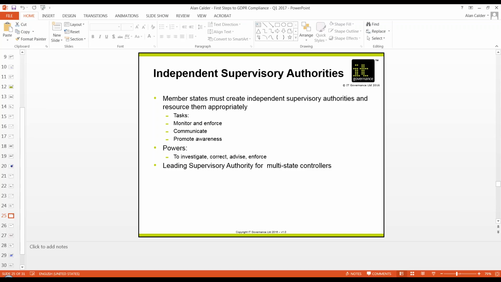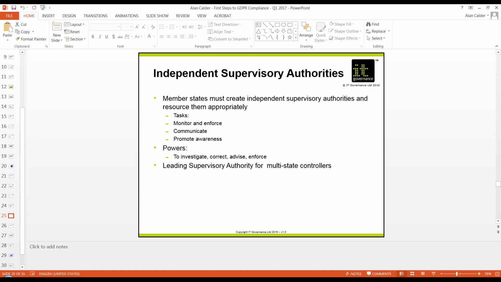Where organizations operate across a number of states, GDPR removes the need for you to deal with multiple supervisory authorities. You can select a lead regulator, a lead supervisory authority, and deal with them in respect of your processing across the whole of the European Union.